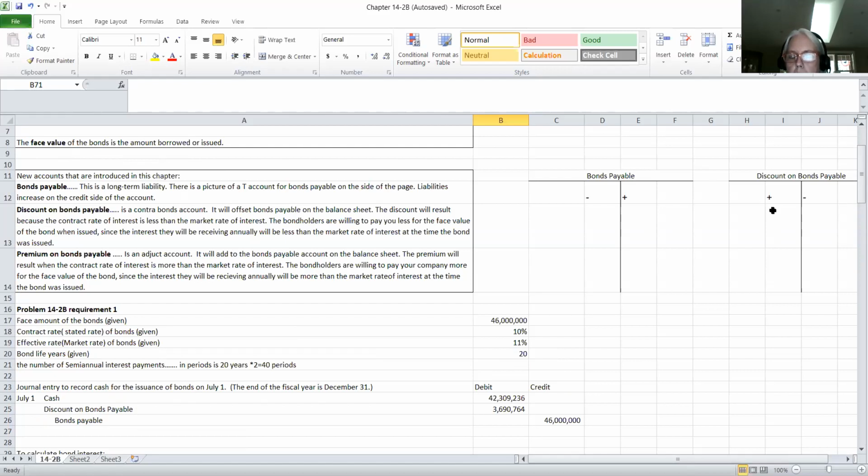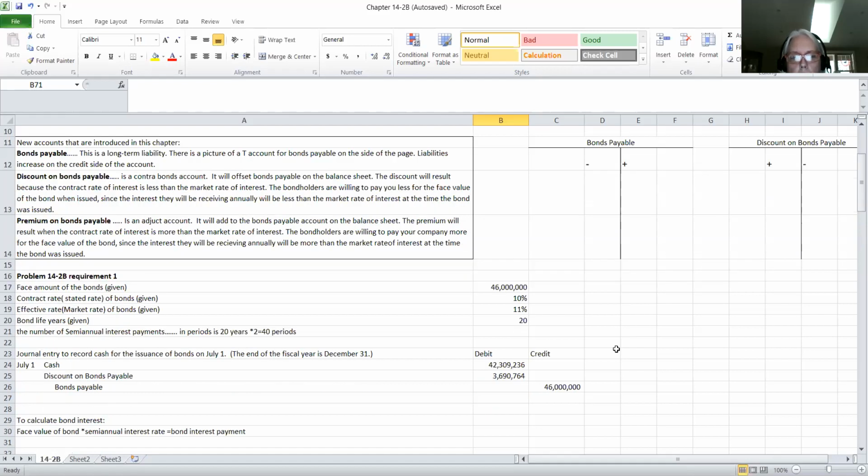And again, on the balance sheet, when we get ready to do one, we'll have the face value of the bonds payable listed, less the discount on the bonds payable, and whatever's left over is the carrying value, which is similar to book value that we've discussed when we were talking about long-term types of assets or plant assets.